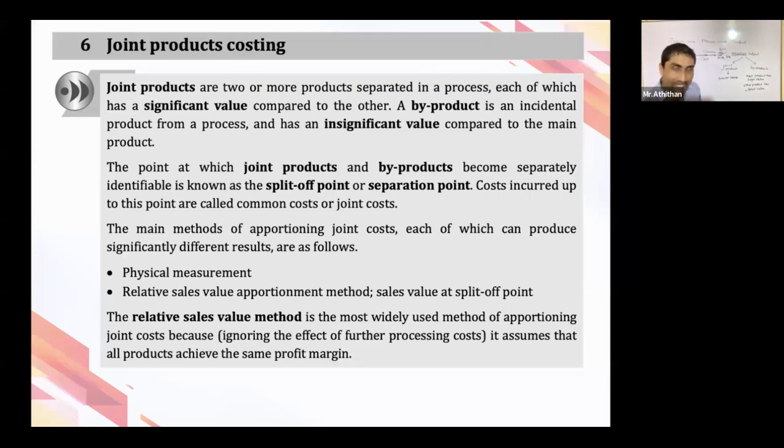If you can compare and separate the products based on the value as high and low, that is byproduct and main product. If you are unable to separate based on the value because both are significant in value, then it's joint product.